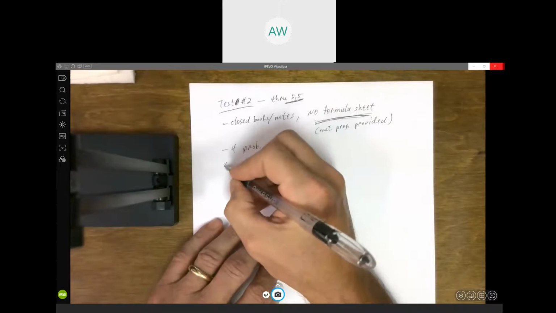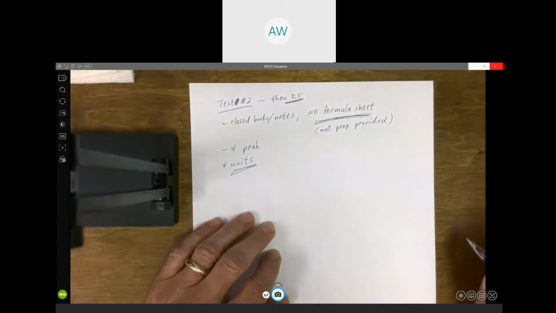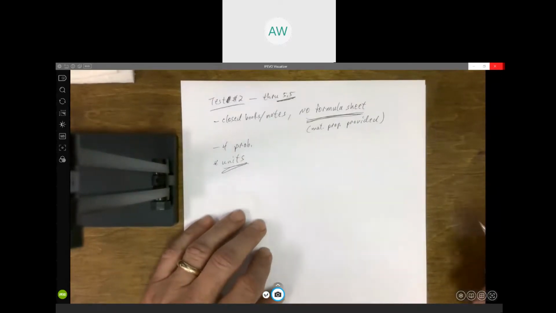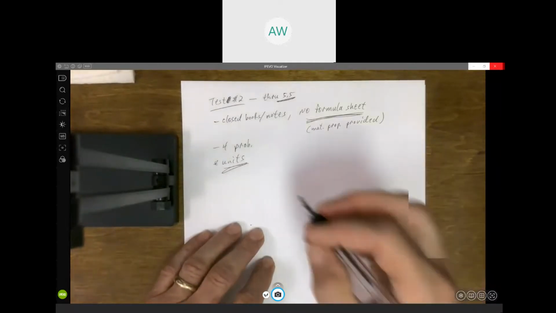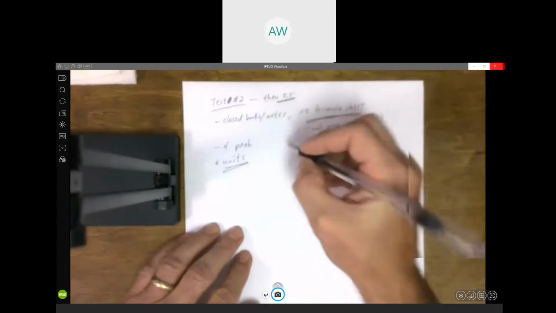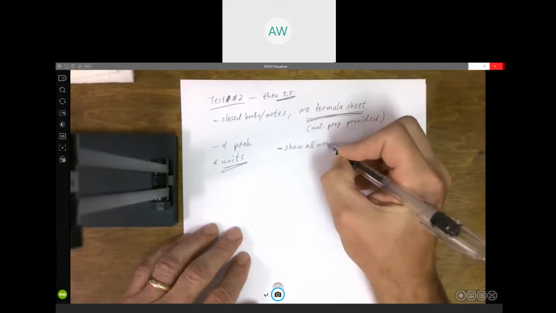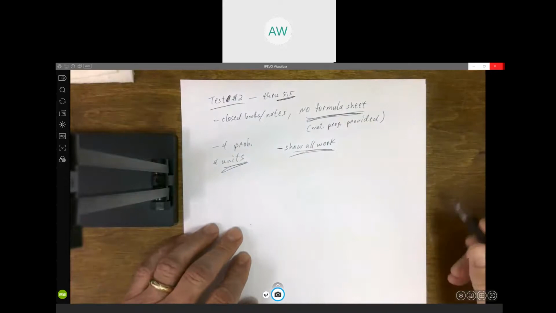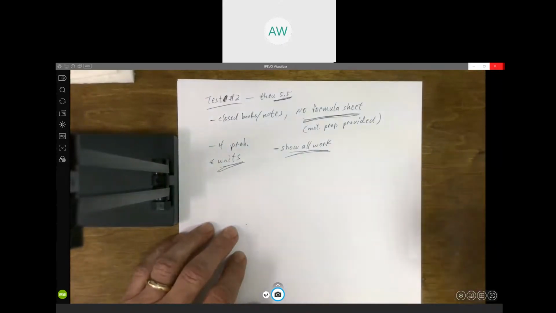As always, I remind you, units. Most people did pretty good on the first test about putting units and making sure they're correct units. But I always like to remind you of that. And a couple other suggestions, reminders. Make sure you show all your work. Again, if you skip a lot of stuff, I can't tell sometimes where you went wrong. So you want the maximum partial credit. If you make a little mistake, if you show me all your work, I can see you just made a little mistake.